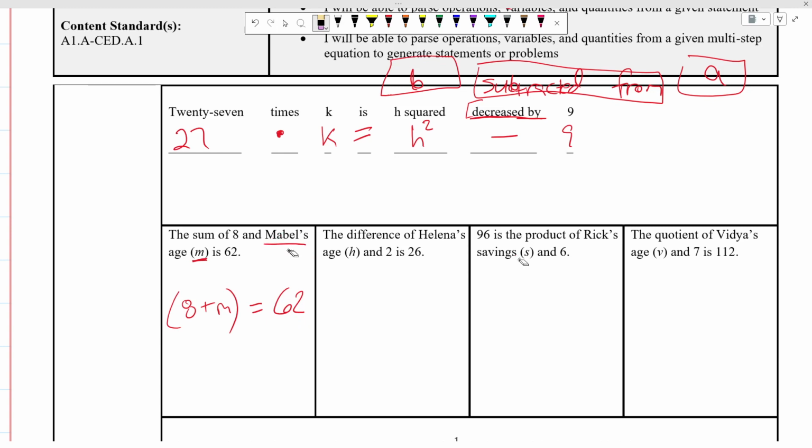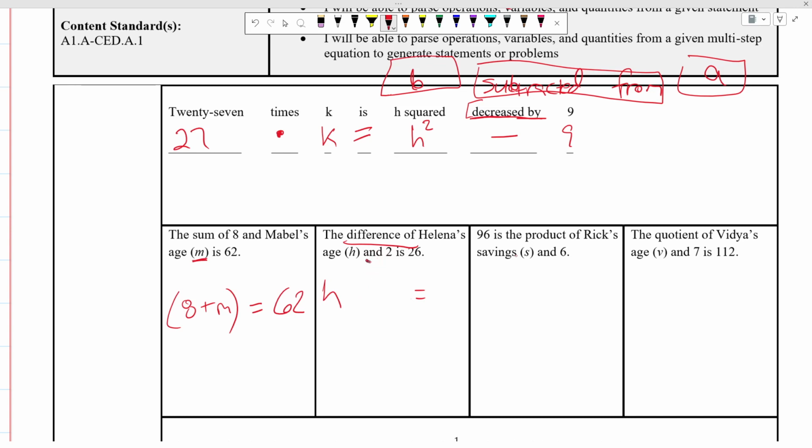We're throwing in names. Interesting. So the difference of Helena's age and 2 is 26. Oh, okay. I just mentioned the sum of, the difference of, here we have the difference of. So let's see here, the difference of Helena's age, which is H. Oh, wait, hold on. Let me start with my equal sign. How dare I skip that? Let's see, "is." Okay, there we go. Helena's age, H, and 2.